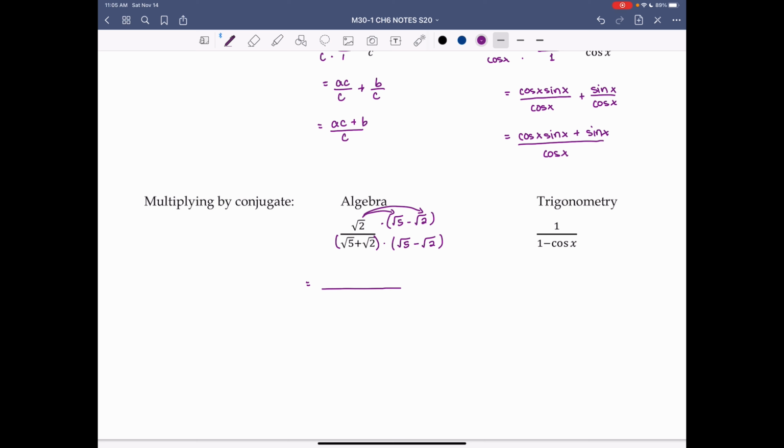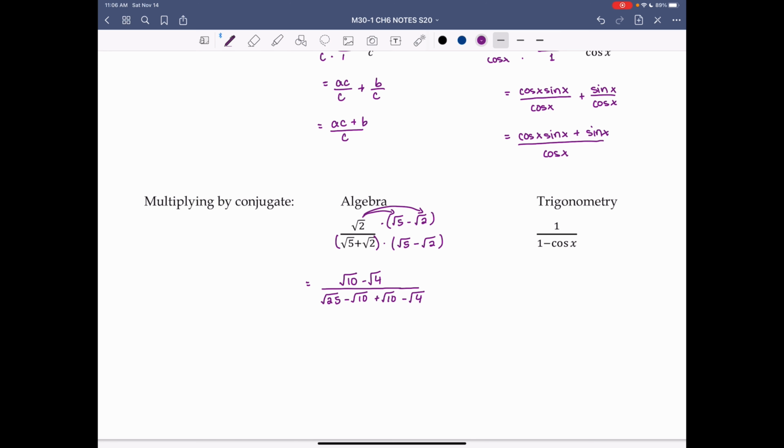Then on the top, we have root 10 minus root 4. On the bottom, we have root 5 times root 5, which is the square root of 25, or the whole number 5 if you want to jump straight to there. Then we have root 5 times negative root 2, which is negative root 10. Then we have root 2 times root 5, which is positive root 10. And then we have root 2 times negative root 2, which is negative root 4, or just 2 if you want to jump straight to there.